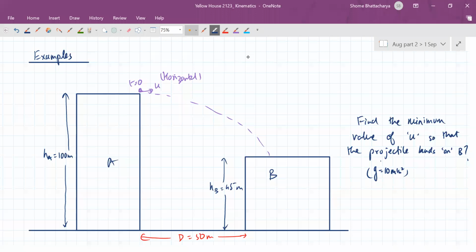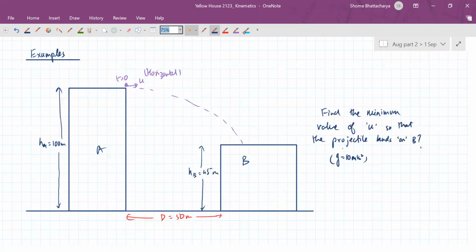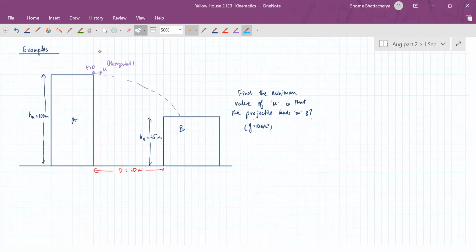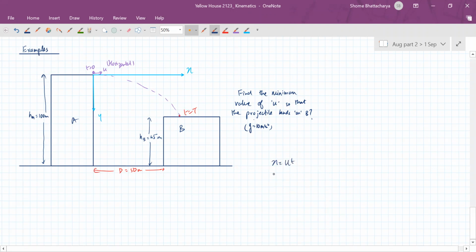Okay, so far one person has got the answer, Kirti. Let's check it out. So what we can do here is, once again, take our y-axis downwards and our x-axis horizontal. When it lands here at some time capital T, in general x will be ut and y will be half g t square, or 5t square. Yes, your answer also checked out.